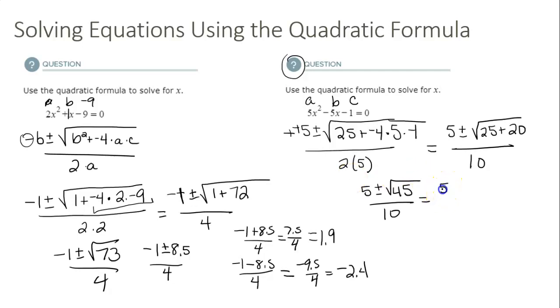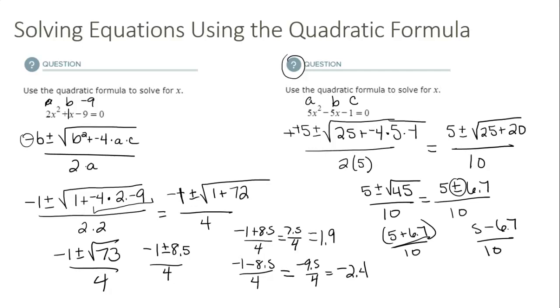So then we do 5 plus or minus. This gave me 6.708, so I'm going to round it off to 6.7, and that should be divided by 10. Now remember, this plus or minus tells you to split it up into two problems. 5 plus 6.7 divided by 10, and 5 minus 6.7 divided by 10. You see if you can solve those and get solutions for each. Remember, the big fraction bar groups those two together.